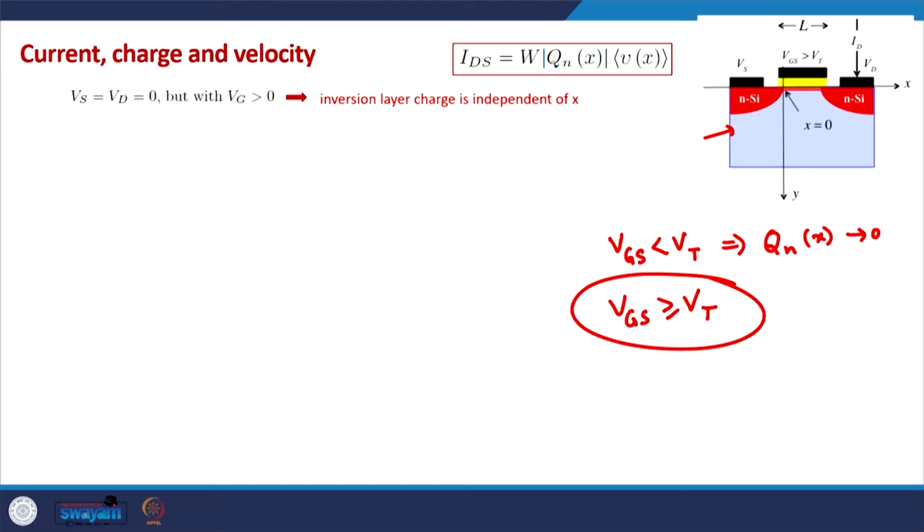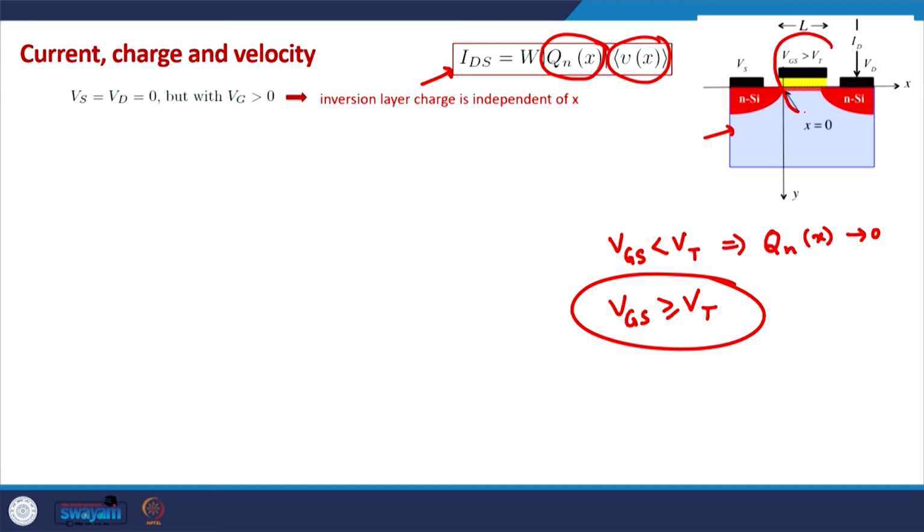So, what is a better starting point than the general expression for the current? In the general expression of current, we need the charge and we need the velocity with which the charge moves. The charge can be derived from the capacitance approximation of the gate channel, this part of the device.